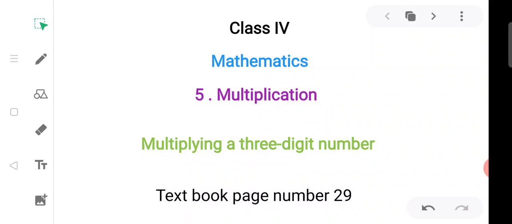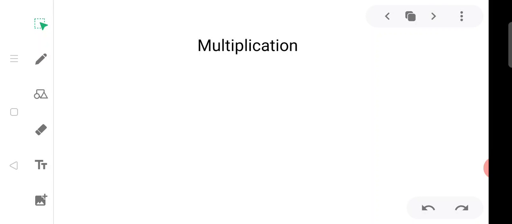You have learned about multiplication in the previous class and you multiplied small numbers, that is 1 digit numbers by 1 digit numbers, 2 digit numbers by 1 digit numbers. So what is multiplication? Multiplication is a repeated addition.